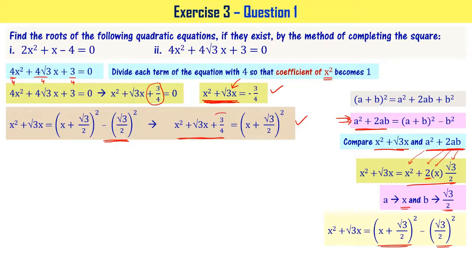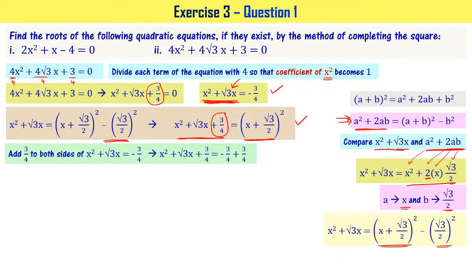It says that when you add plus 3 by 4 to the LHS of this, you get a complete square, right? It suggests that we have to add 3 by 4 to both sides of the equation here. When you add plus 3 by 4 to this equation, this becomes x square plus root 3 by 3x plus 3 by 4, that is equal to minus 3 by 4 plus 3 by 4, right? We know this is going to be equal to x plus root 3 by 2 whole square.